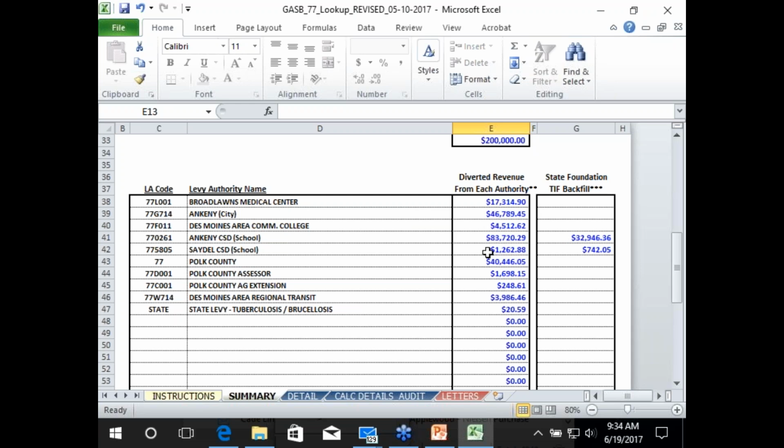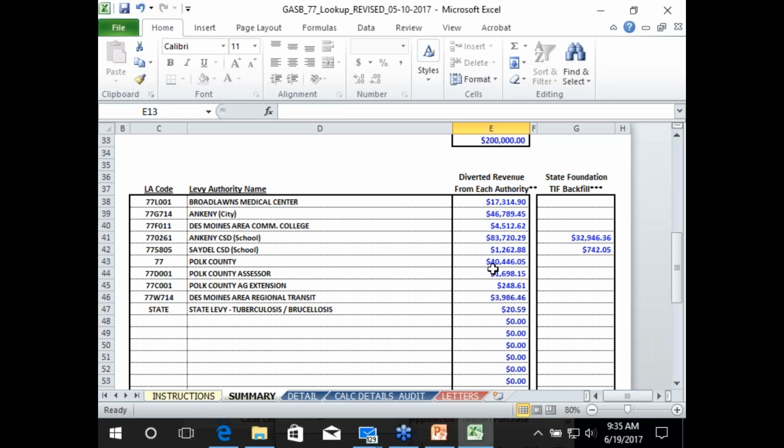Okay, Saydel School District had one little piece also, so they got $1,262 that were diverted, but they received $742 back. Now you might say, okay, how come this one is a much larger portion? Well, basically the levy was a lot less, and also the $540 levy was a little bit more than half of Saydel's total levy. So that's why they got a greater portion. This is a little bit less than half. This is a little bit more than half.